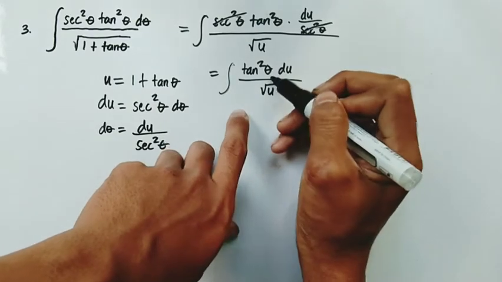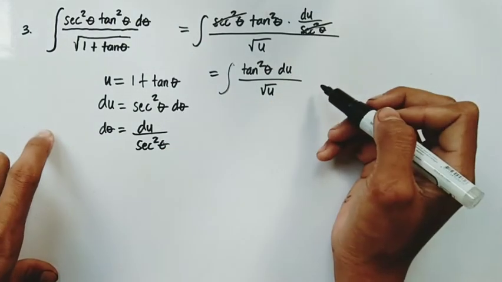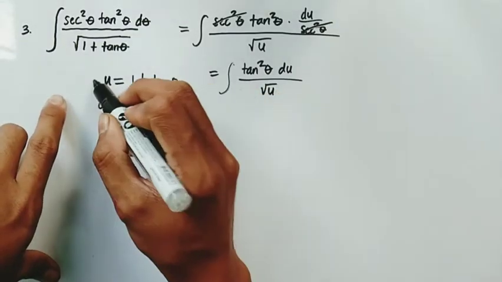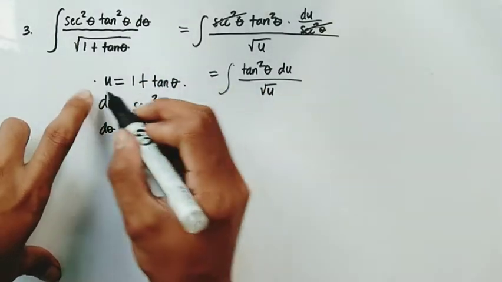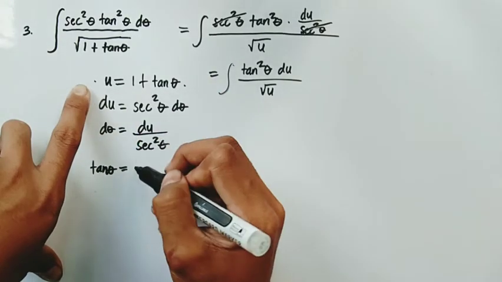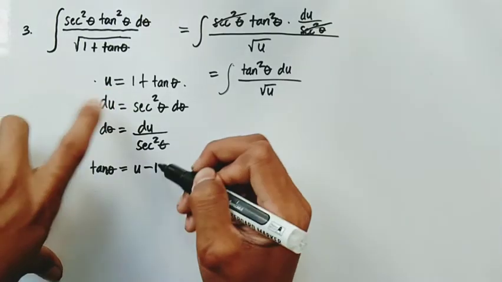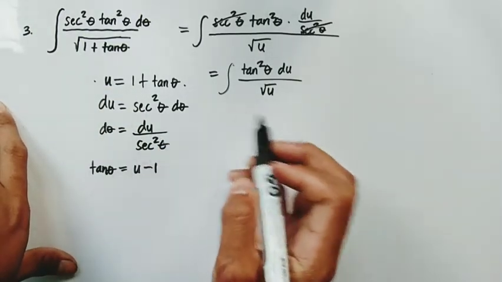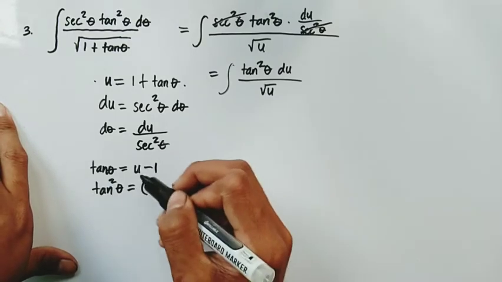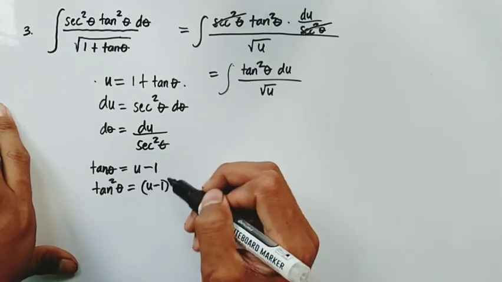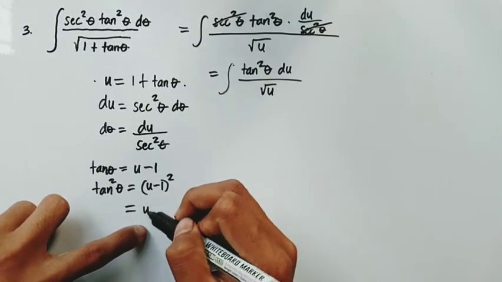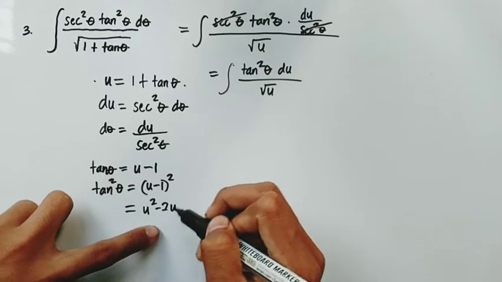Kung makikita natin mayroon tayong theta. Paano natin yan gagawin? Etong tangent squared theta, huhugutin natin siya dito sa substitution natin. Ang gawin natin, solve natin muna si tangent theta. Para makuha si tangent theta, ilipat lang natin yung 1, magiging u minus 1. And to get tangent squared theta, square both sides, magiging tangent squared theta. Eto pag in-square natin to, magiging u minus 1 squared. Or pwede rin natin tong simplify agad, magiging u squared minus 2u plus 1.